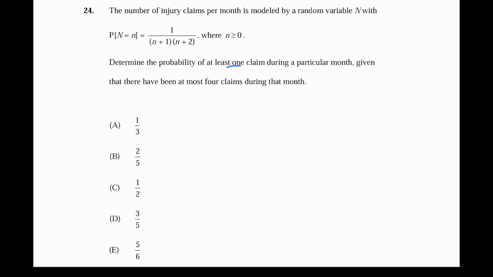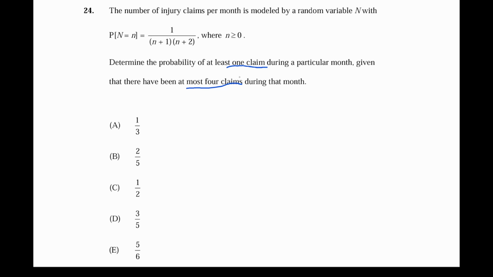So at least one claim during a particular month, given that there have been at most four claims during that month. So this is another Bayes theorem question. So basically, we are going to find the denominator first, because that's going to involve all scenarios, and we are going to use that as the denominator against the numerator, that is at least one claim.